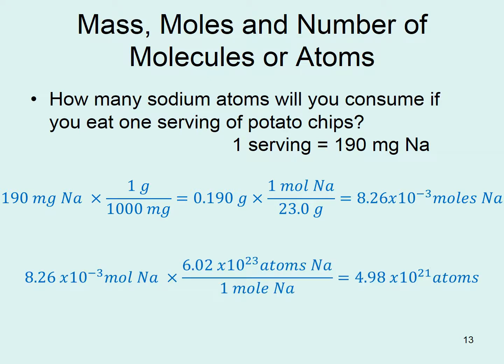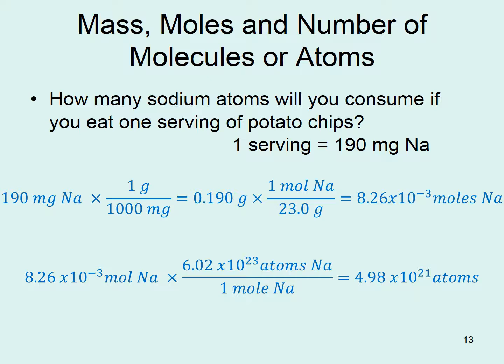What if we want to know how many atoms that is? Okay, 8.26 times 10 to the minus 3 moles of sodium times 6.02 times 10 to the 23rd atoms per 1 mole equals 4.98 times 10 to the 21 atoms. Of course, we didn't have to do it in 2 steps. If we were trying to find the atoms from the grams, we could have just used a conversion with 6.02 times 10 to the 23rd atoms on top and 23 grams on the bottom. I just did it in 2 steps there for you.